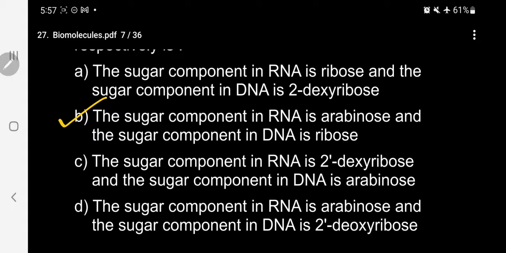the sugar component in RNA is arabinose and the sugar component in DNA is ribose. C. The sugar component in RNA is 2-deoxyribose and the sugar component in DNA is arabinose. D. The sugar component in RNA is arabinose and the sugar component in DNA is 2-deoxyribose. Kindly follow. So, in order to answer this, you must know the structure of RNA and DNA.